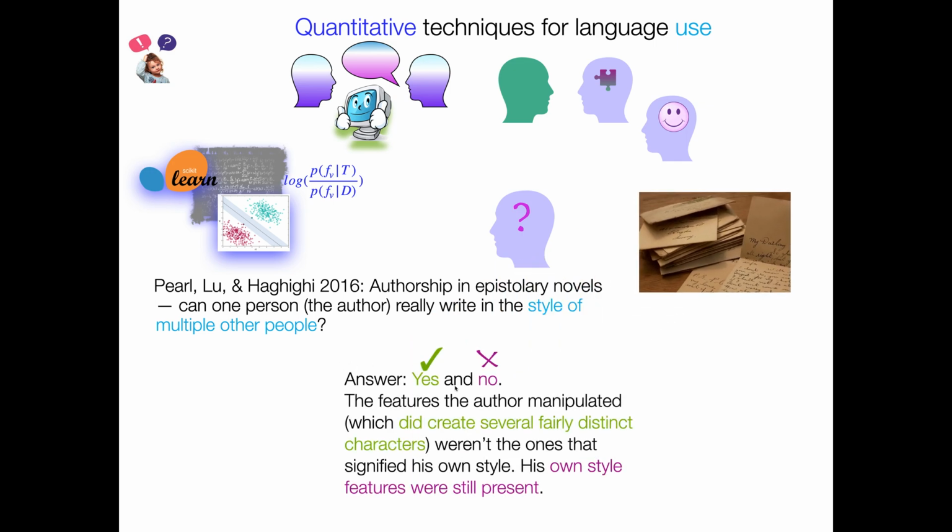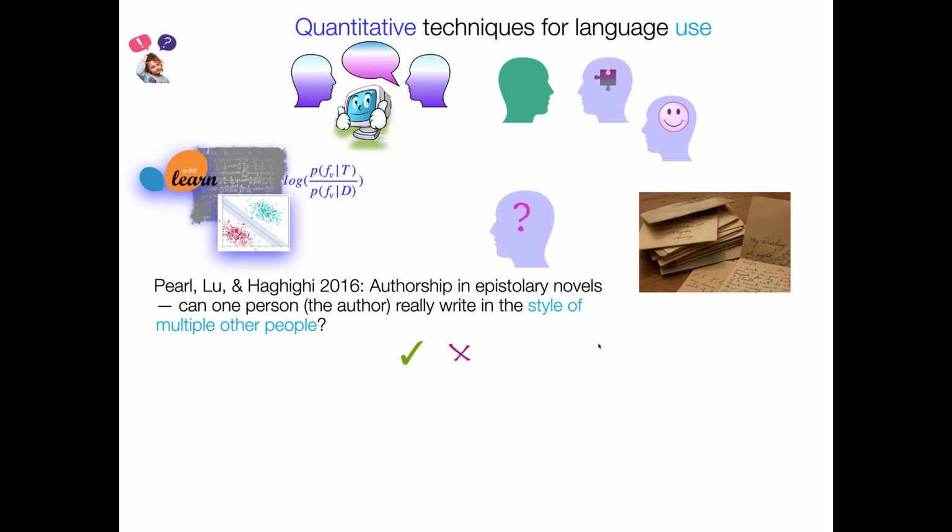And what we found was yes and no. So the features that the author in this case manipulated did create several fairly distinct characters. So there was an ability to create distinct styles of other people. But these weren't the ones that signified his own style. His own style features were actually still present. And this is something we were able to uncover very precisely using quantitative techniques.